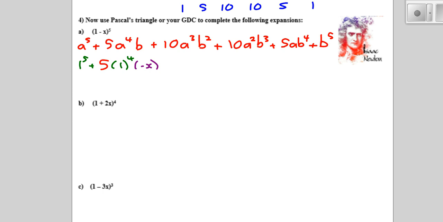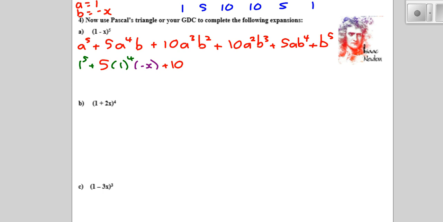So when it's written like 1 minus x to the power of 5, 1 is A and negative x is B. You can think of it like this here, exactly: A equals 1, B equals negative x. That's correct, yeah. And then plus 10.